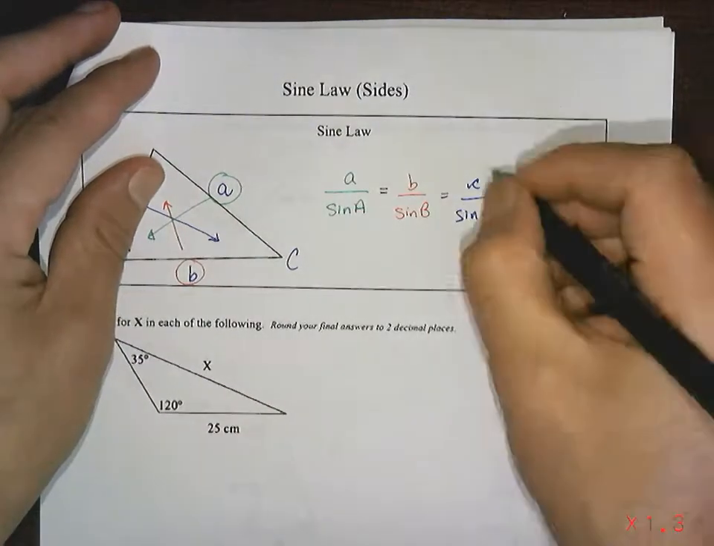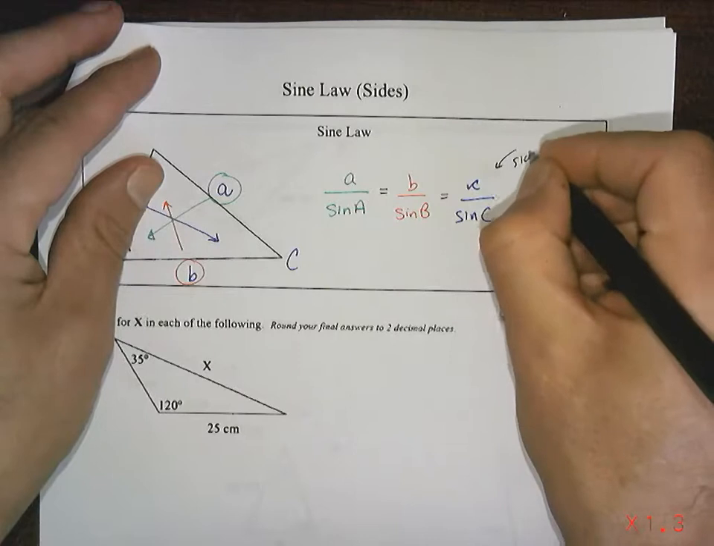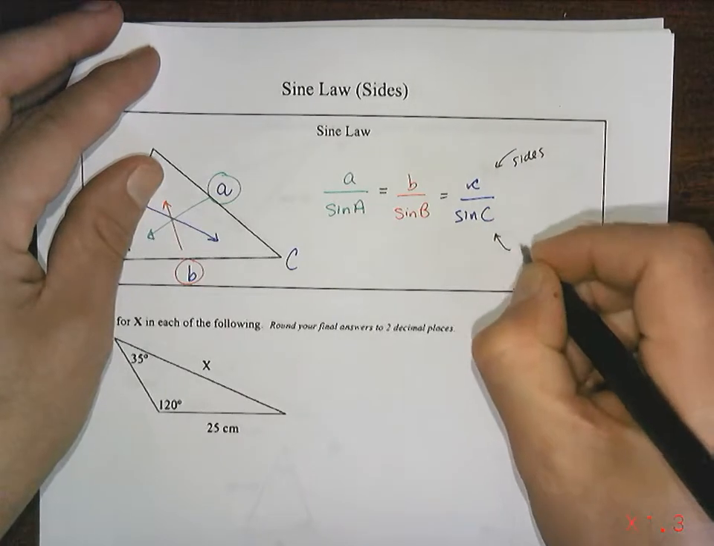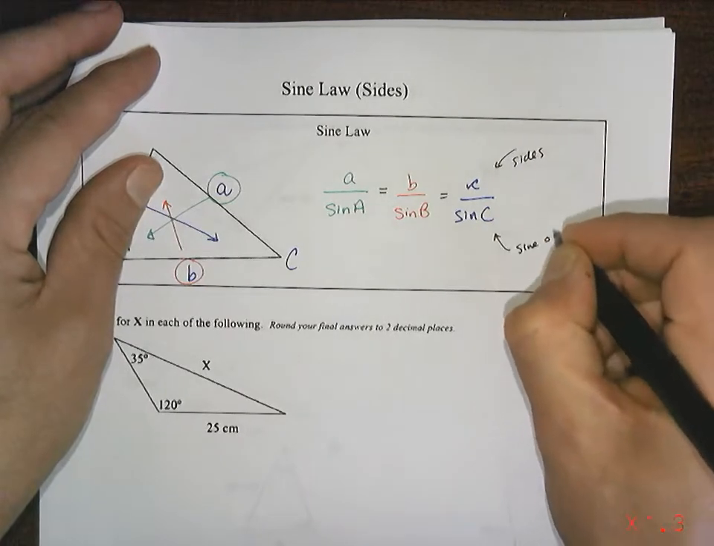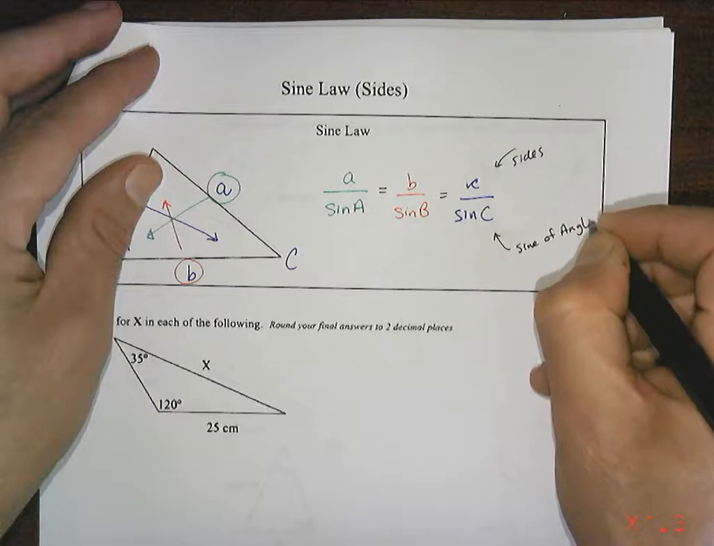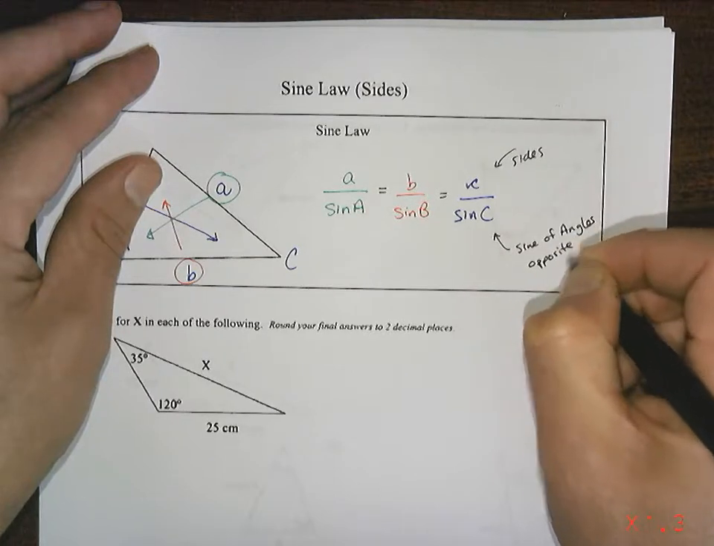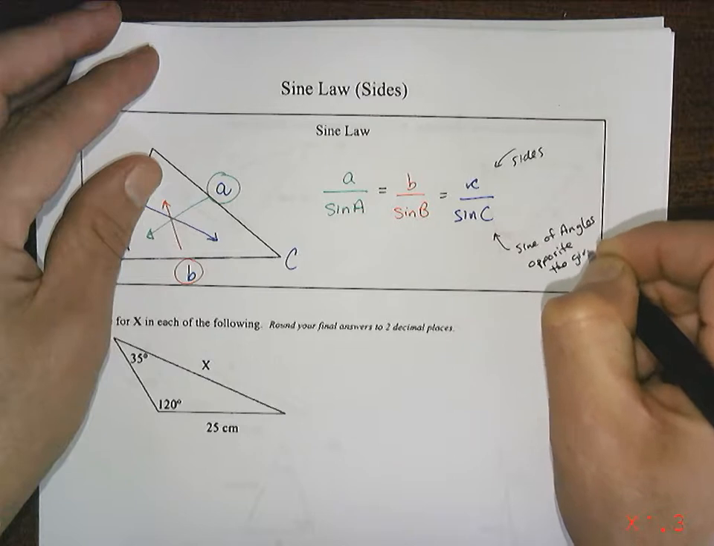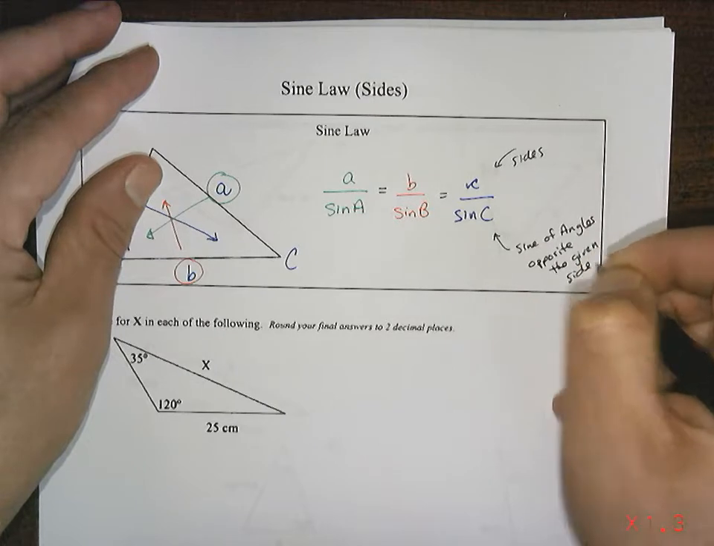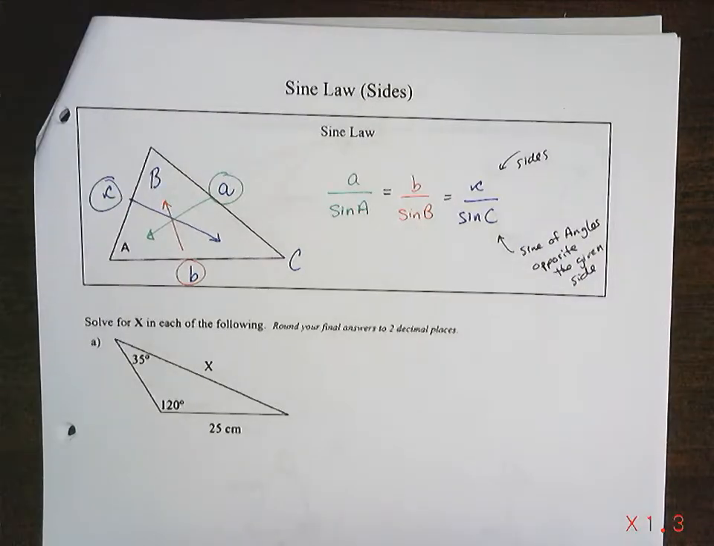Notice that we have sides on top, and on the bottom we have the sine of the angles opposite the given side on top. And that's the way it works.